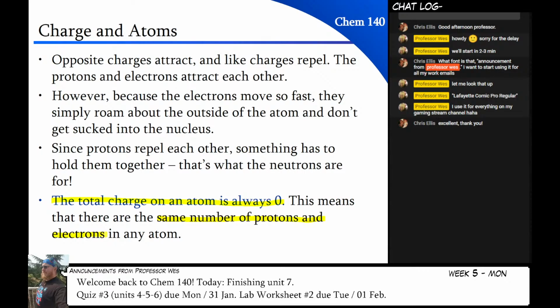Now, how does this behavior coexist? How do the protons and the electrons stay relatively close to each other so that the total charge stays 0? Well, the electrons will buzz around the nucleus with momentum in the same way that the Earth rotates around the sun. The Earth has momentum. It's trying to go in a straight line, but the gravitational attraction to the sun causes the Earth to move in a curved path, which is its orbit.